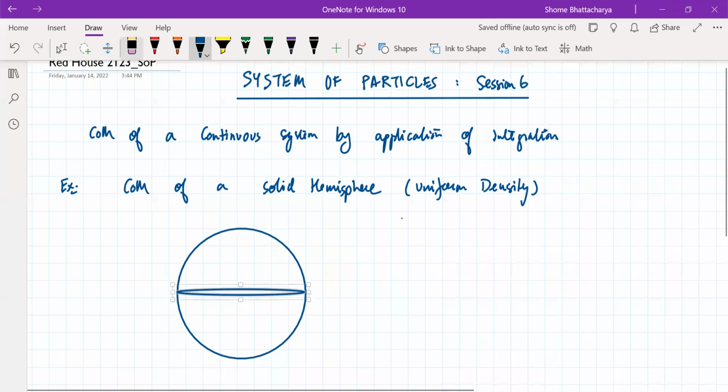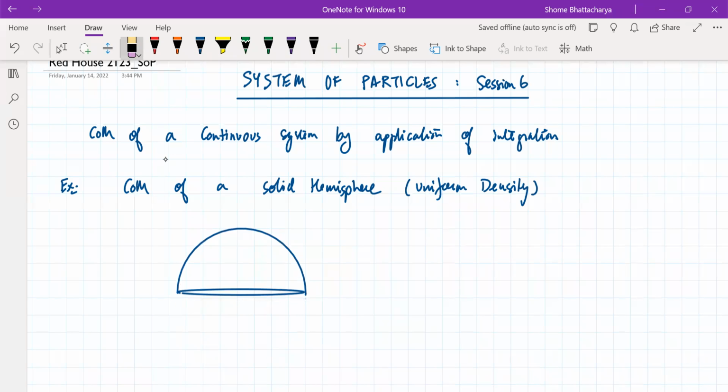So first of all, this is our original sphere, which we have sliced in half. So this is a solid hemisphere now. Once again, I'm taking the y-axis as the axis of symmetry. So the base of the hemisphere is lying in the xz plane, with the center of curvature being the origin.